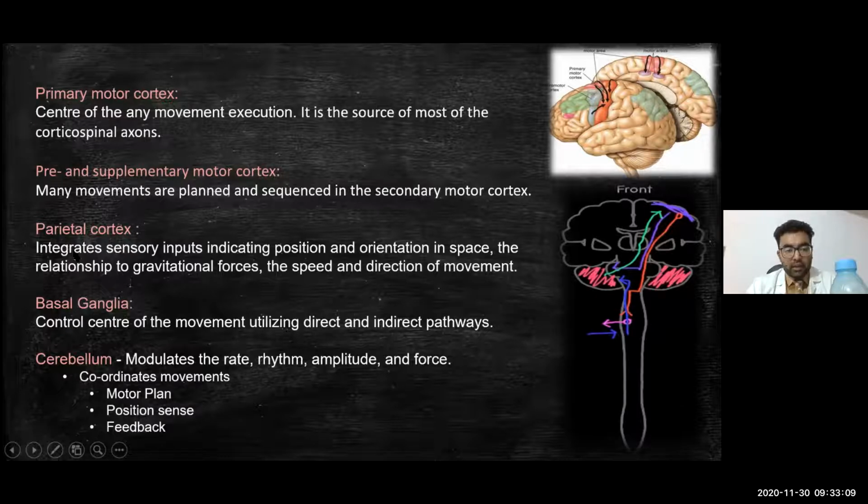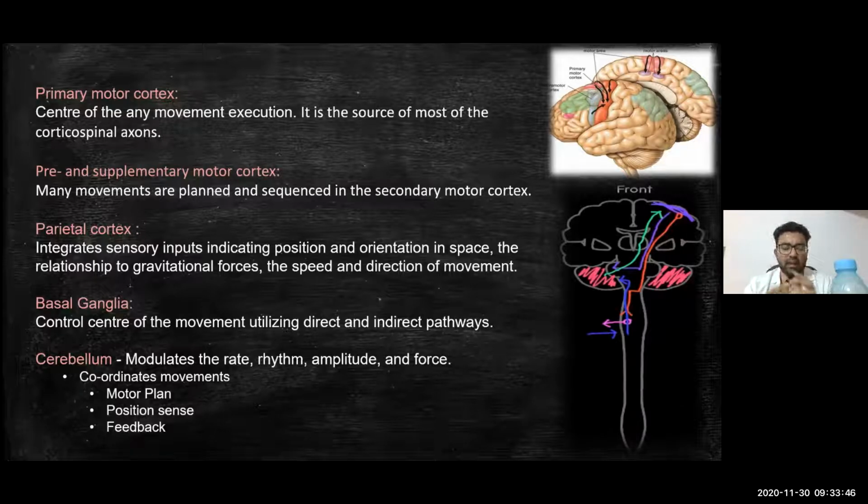Then comes the parietal cortex. This parietal cortex is situated just posterior to the central gyrus, and it integrates sensory inputs indicating position and orientation in space, the relationship to gravitational forces, and the speed and the direction of movement. Then comes the basal ganglia. The basal ganglia control the center of movement utilizing direct and indirect pathways. This is just brief information, but let's try to analyze how these things work.